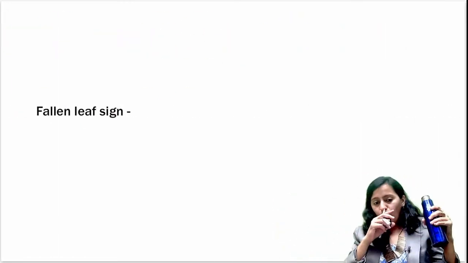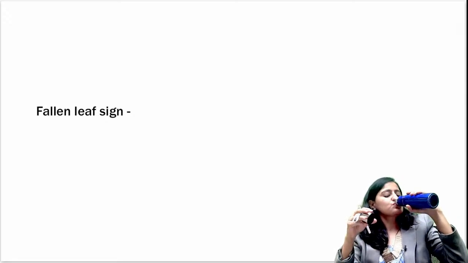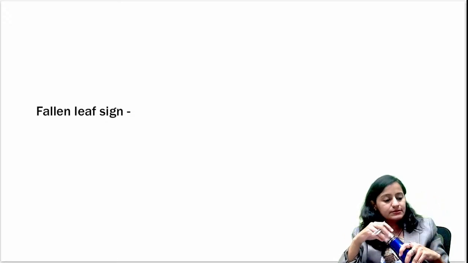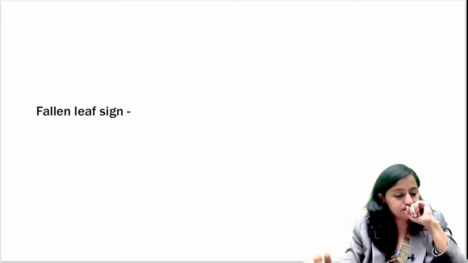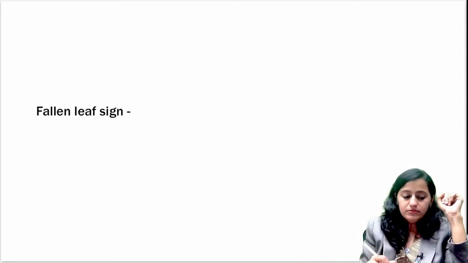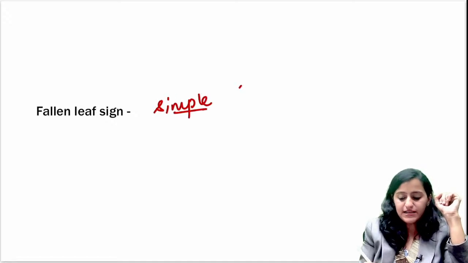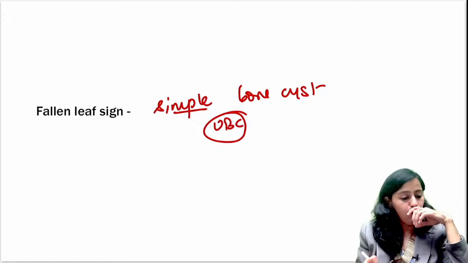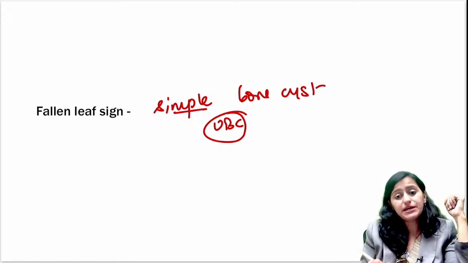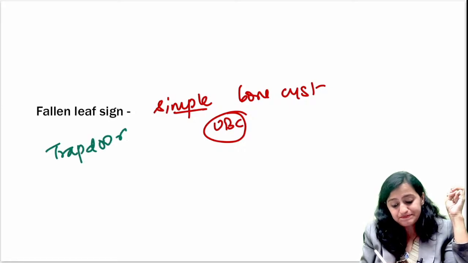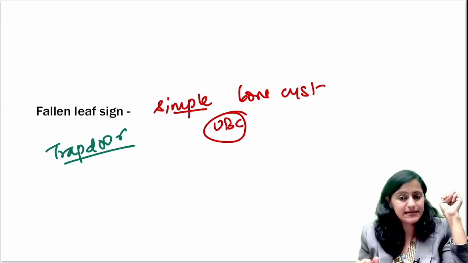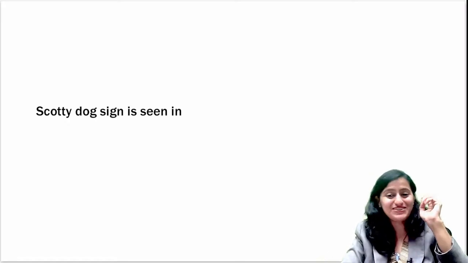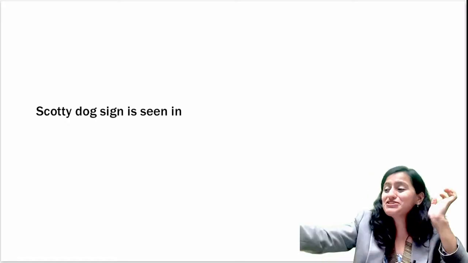Next. Very good. Fallen leaf sign is seen in simple bone cyst, also called unicameral bone cyst. The other name for this is trapdoor sign. Okay, trapdoor sign. Correct. Next one. Where do you see Scotty dog sign? This is interesting. Where do you see Scotty dog?